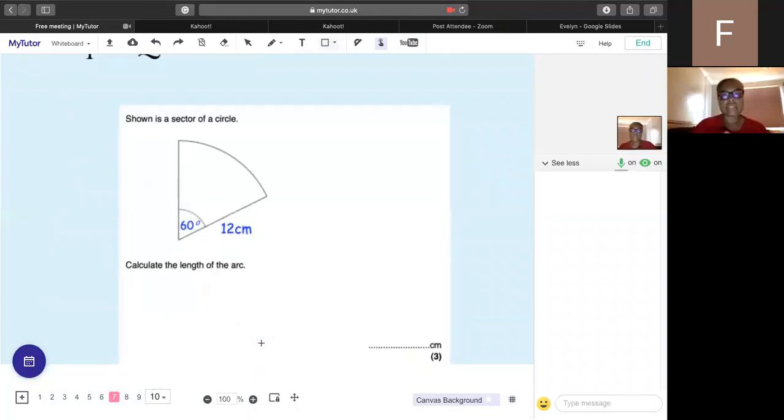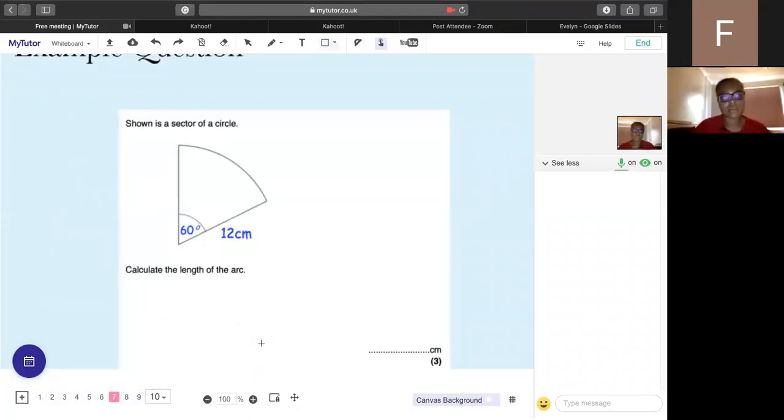So we've got a sector here, looks like a slice of pizza, and we've got this angle, 60 degrees, and we've got our radius, which is 12 centimeters. Now remember, your radius is just a line that goes from the center of the circle to the edge of the circle. So that's our radius, 12 centimeters. Now they want us to calculate the length of the arc. So they want us to calculate this length here, this curved part here. So it's just a part of our circumference.